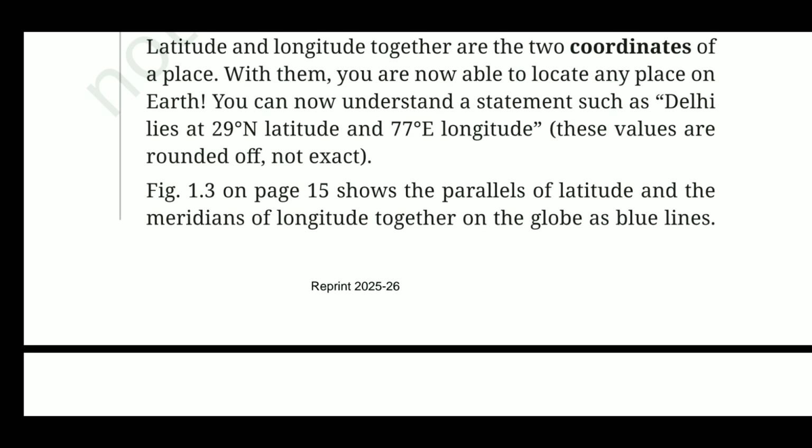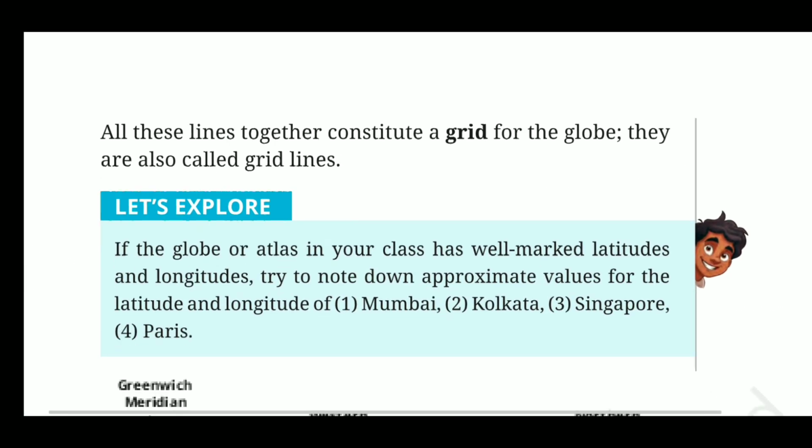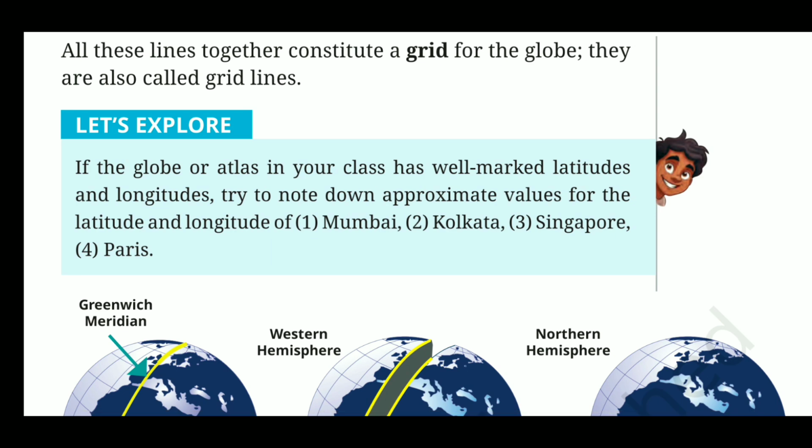Figure 1.3 on page 15 shows the parallels of latitude and the meridians of longitude together on the globe as blue lines. All these lines together constitute a grid for the globe. They are also called grid lines. Let's explore. If the globe or atlas in your class has well-marked latitudes and longitudes, try to note down the approximate value of the latitude and longitude of Mumbai, Kolkata, Singapore, Paris.